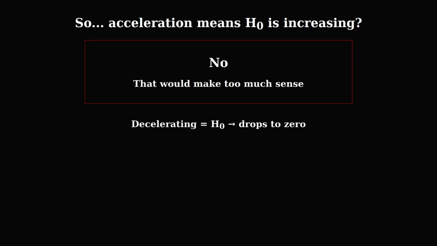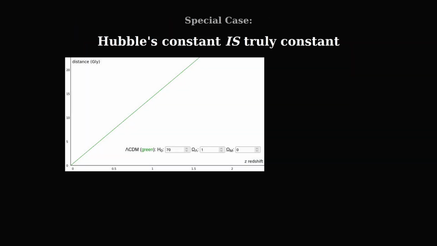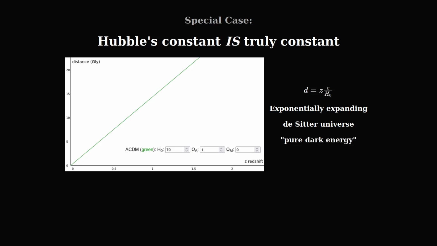You may think that an accelerating universe means Hubble's constant is increasing, and that's a good guess, but it's actually decreasing. Let's consider a special case where Hubble's constant is constant, and that gives us a linear relationship between redshift z and distance d. This is an exponentially expanding universe, also called a de Sitter universe or a pure dark energy universe. If the expansion rate were higher, the slope of this line would be lower because you get more redshift with your distance. So lower slope means more expansion.